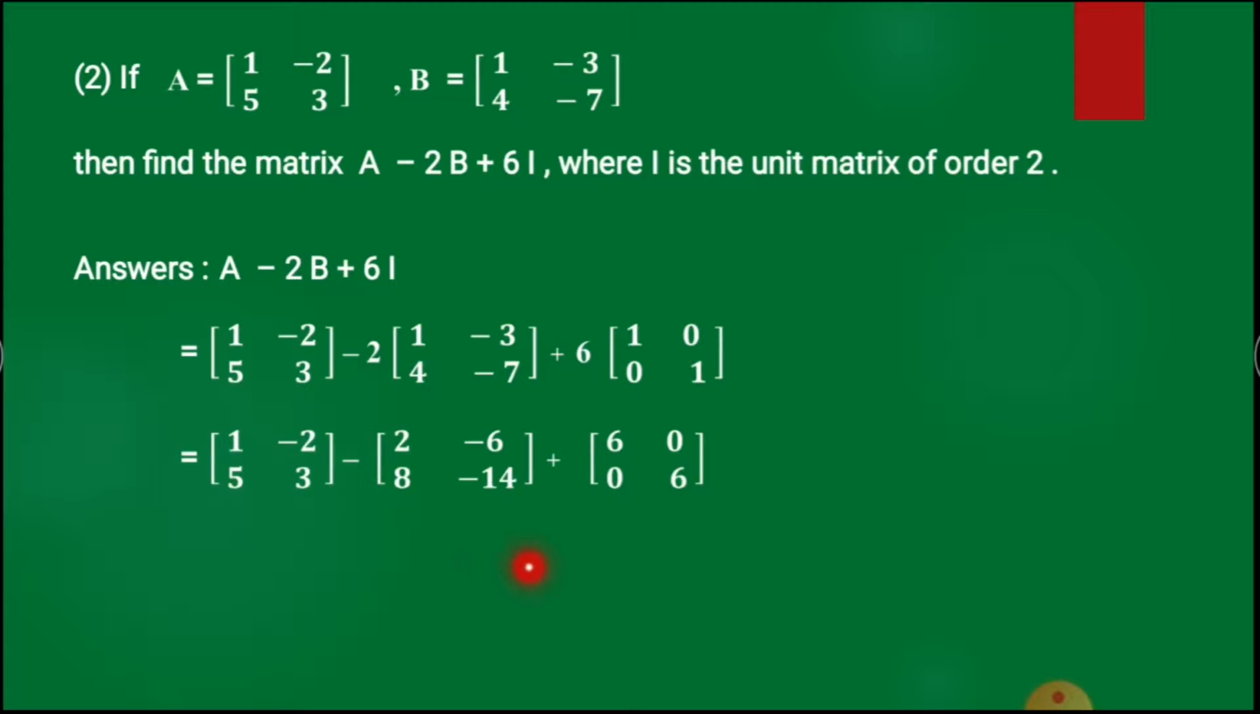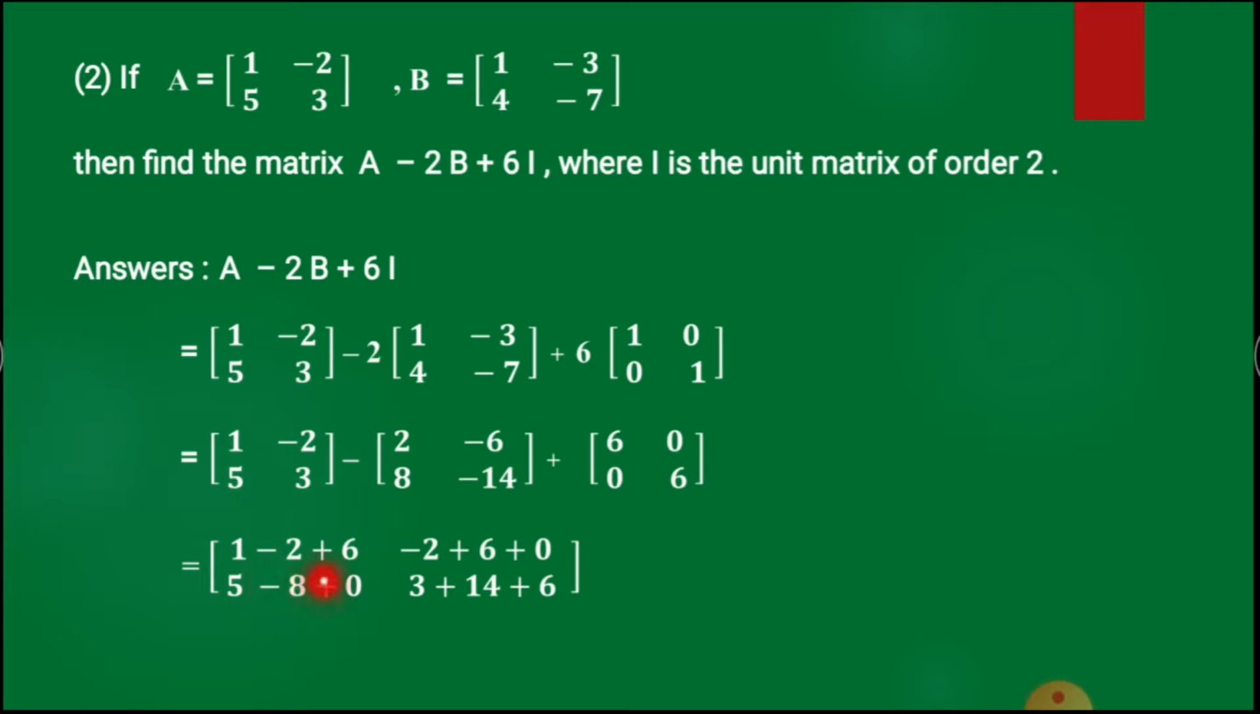Now we have to add these three matrices. So while adding these matrices we have to multiply by the minus sign to each element of the second matrix. So we write in one matrix 1 minus 2 plus 6, then minus 2 minus minus we get plus 6, then plus 0. We add corresponding elements, then 5 minus 8, then plus 0, then 3 minus minus we get plus 14, then plus 6.